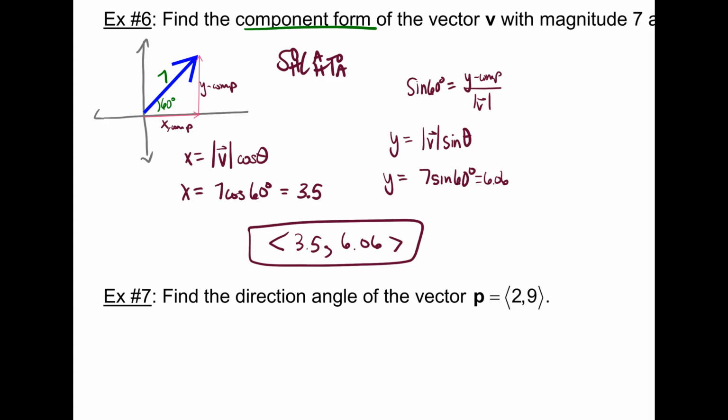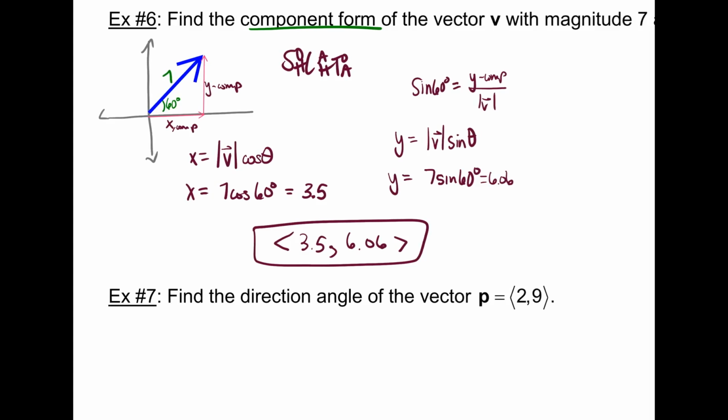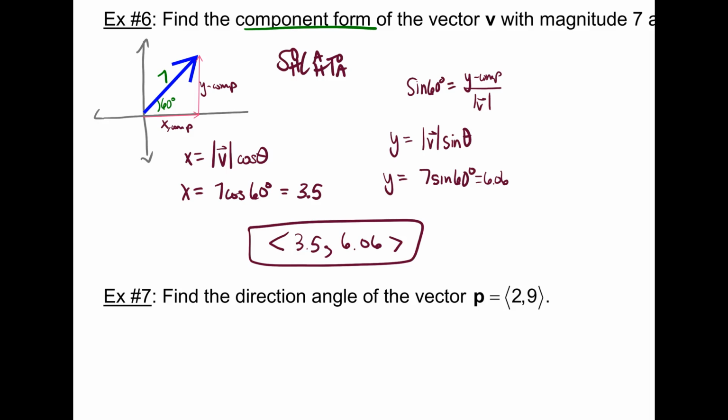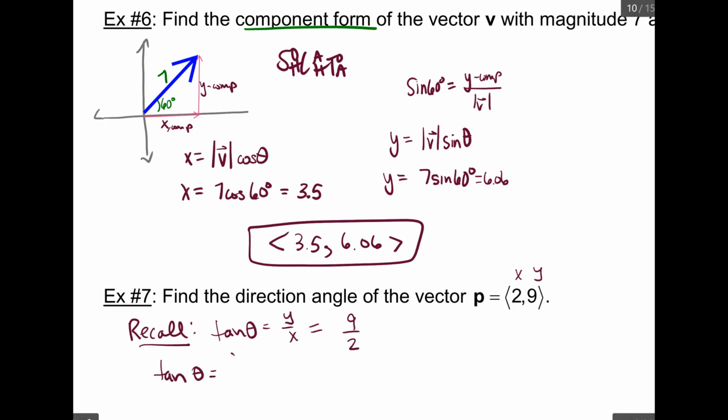All right, example 7. Example 7, I feel like you'll like it even more. There's a couple things. One thing we need to be reminded of, I think from chapter 4, is that tangent of theta is y over x. So here it's going to be 9 over 2. So I have tangent of theta is equal to 9 over 2.